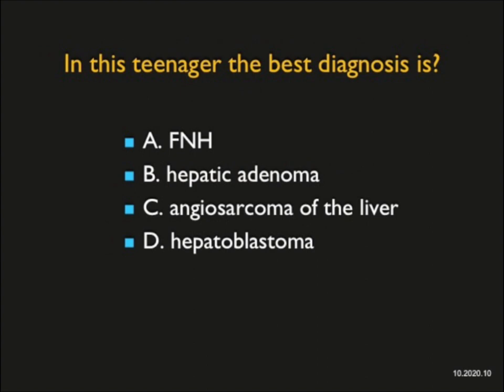In this teenager, the best diagnosis is which of the following masses. So the first thing, of course, you have to think is what's common in teenagers. So if I don't look at the images, FNH is usually in the 20s and 30s. There's a chance. Hepatic adenoma is similar. Angiosarcoma is very rare. Can be due to radiation, can be due to vinyl chloride. And then you say hepatoblastoma. That's kids, single digits or in their teens. So already without looking at this, I'm thinking about hepatoblastoma, though of course I need to look at the images because maybe I'm just throwing you a curve.